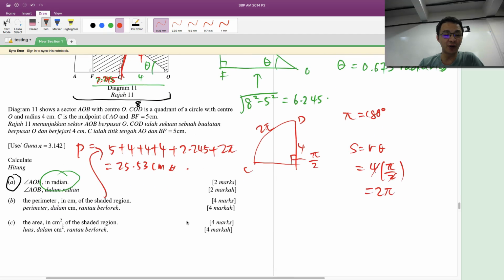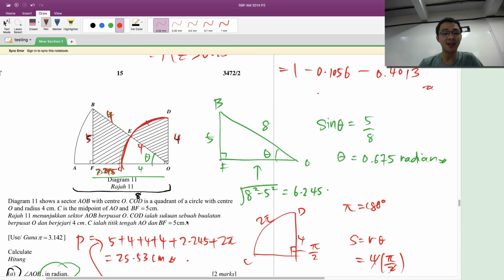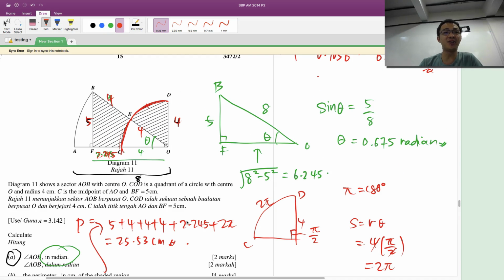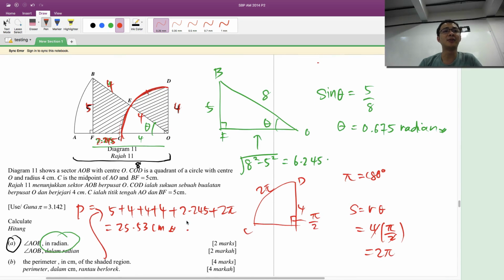Okay, we're going to the last part, part C, which asks us to find the area of the shaded region. Sir, can you briefly say what type of questions will be asked in this chapter?